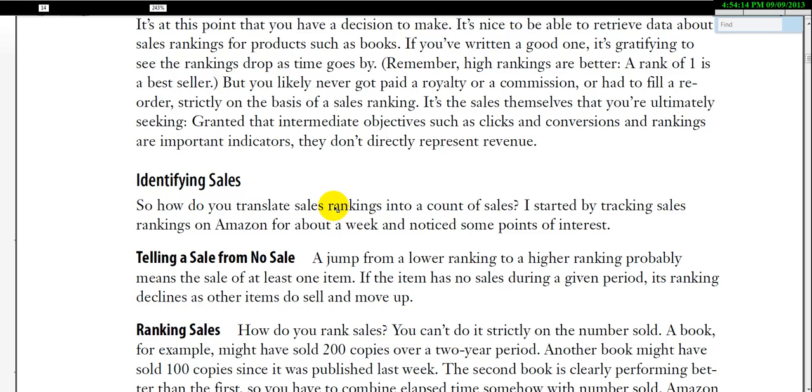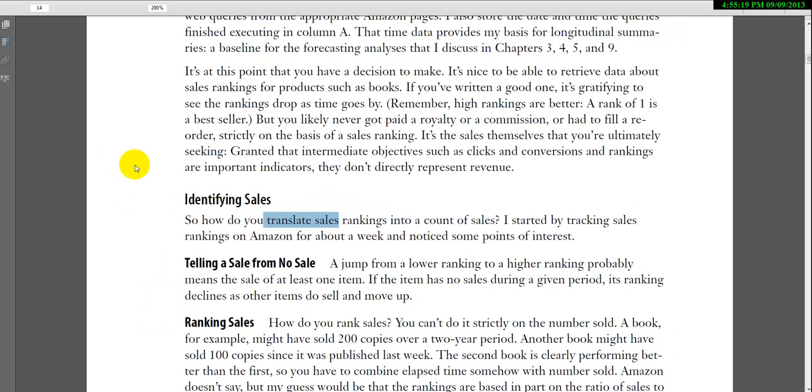So how do you translate sales rankings into a count of sales? So we have the ranking, but we don't know how to get sales out of that. I started by tracking sales rankings on Amazon for about a week and noticed some points of interest. So he spent some time looking at what's happening on Amazon as the rankings change, telling a sale from no sale. A jump from a lower ranking to a higher ranking probably means the sale of at least one item.